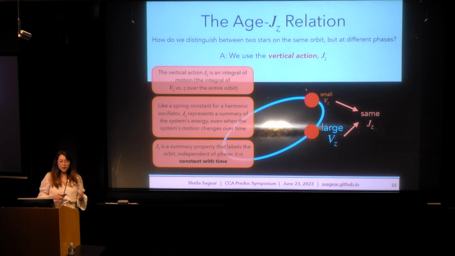So we use JZ instead of something like a velocity dispersion, because we think that since we can identify cases like this and draw out the same age from them, we should get a better correlation between age and our kinematics information.